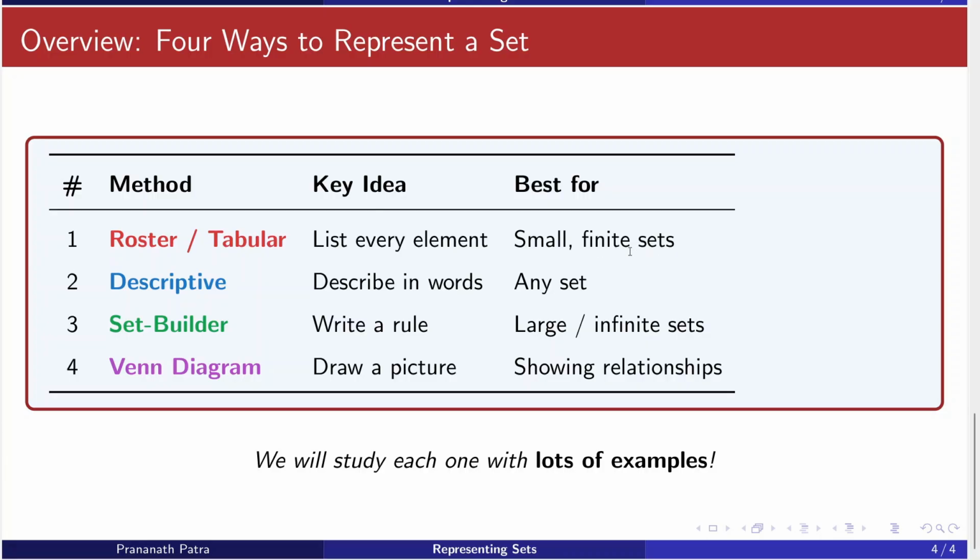This method is best used for small, finite sets, where you can easily write everything down without it taking too much time. The second method is the descriptive method. Instead of listing individual items, the key idea is to describe the set using words.